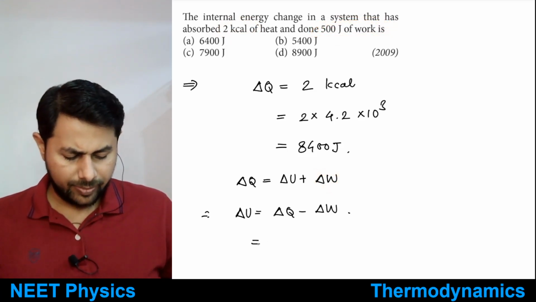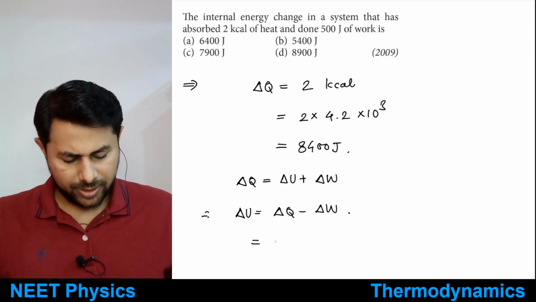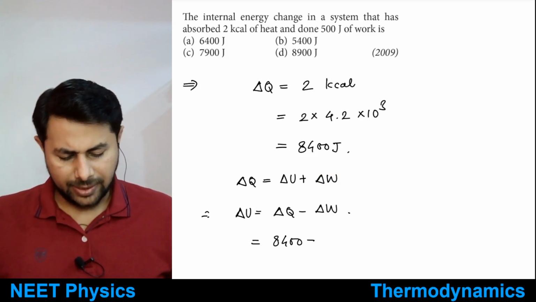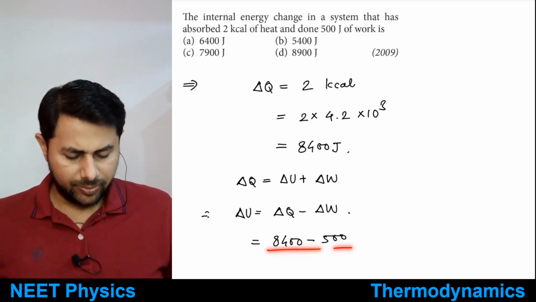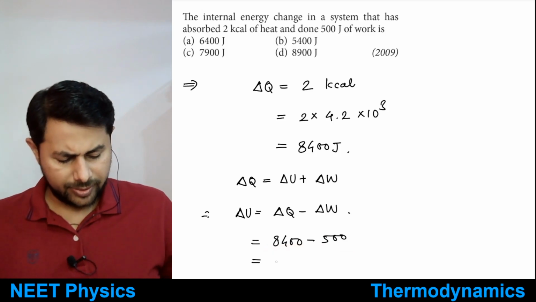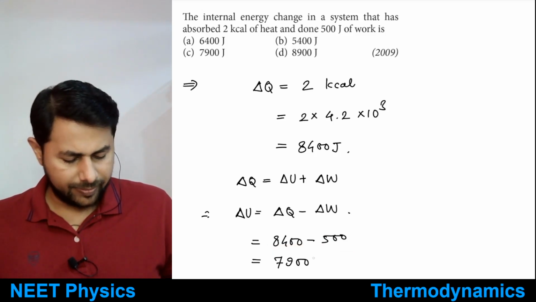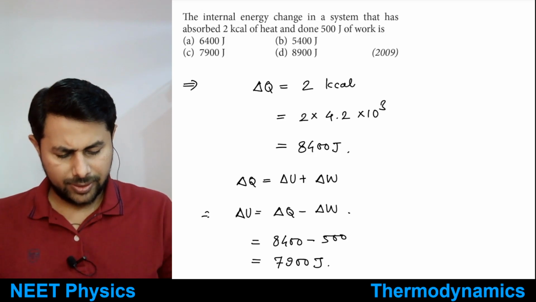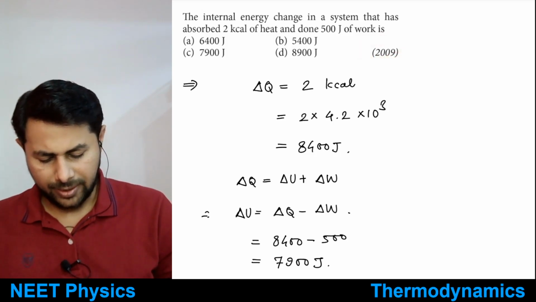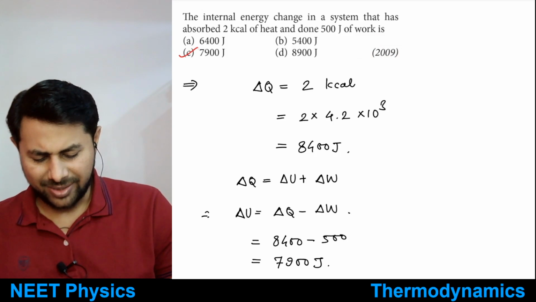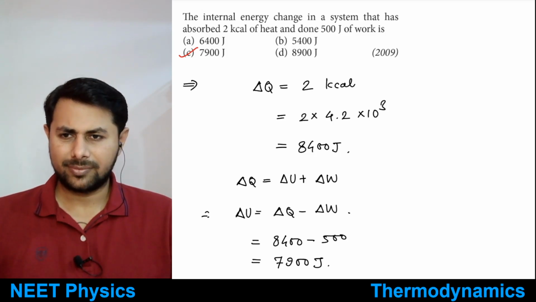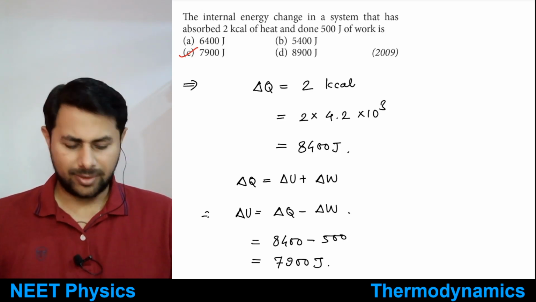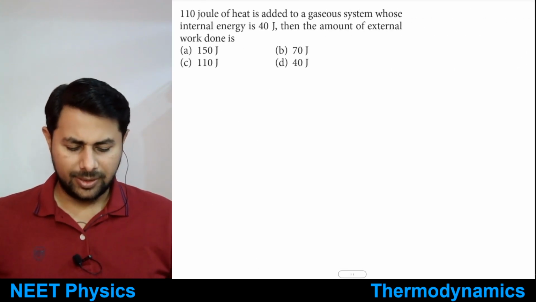So therefore what is delta U? It's 8400 minus 500, so 8400 minus 500 is what? 7900. This is from 2009 and a very simple question, right? Is this thing clear? All right, very simple question. Let's see the next one.